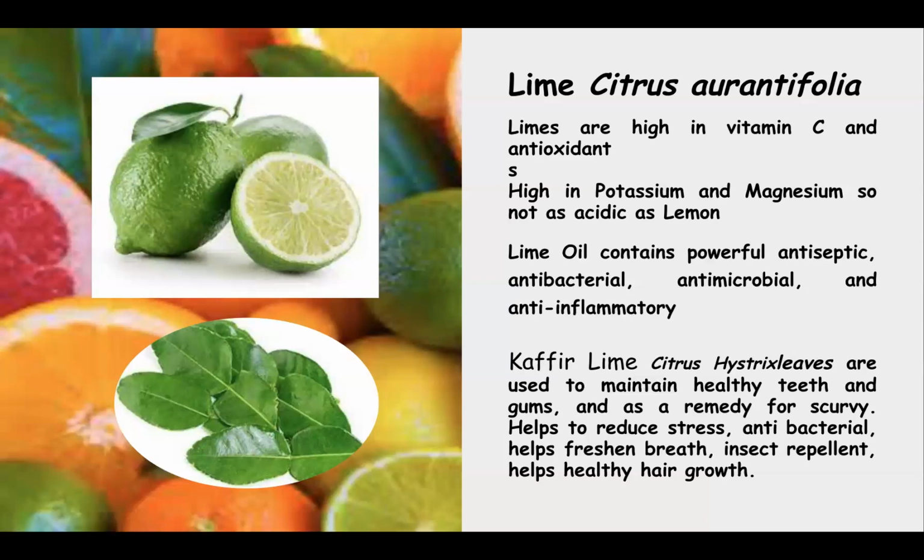And in traditional Thai medicine, they're used as tea to help maintain healthy teeth and gums. They're also used as a remedy for scurvy. And these leaves help reduce stress. They're antibacterial. They're good for freshening the breath. They also are used as an insect repellent. And if you make a tea with the leaves and you drink the tea and also use the tea as a scalp treatment, it helps promote healthy hair growth.